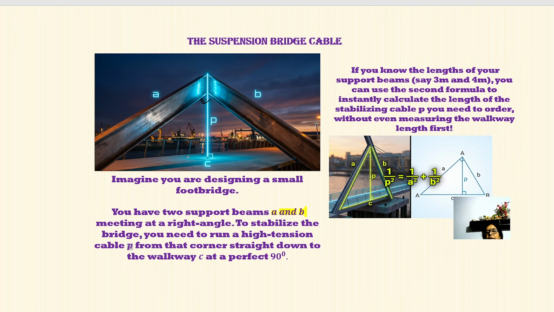From here, high tension cable P has been dropped. And it has to be completely straight and it has to meet the walkway at an angle of 90 degrees. So now, with the help of this theorem, we can find out the length of this high tension cable that has to be dropped from this meeting point of the two beams. By applying this particular concept, 1 by P square is equal to 1 by A square plus 1 by B square, you won't have to even measure the length of C to get the value of P.